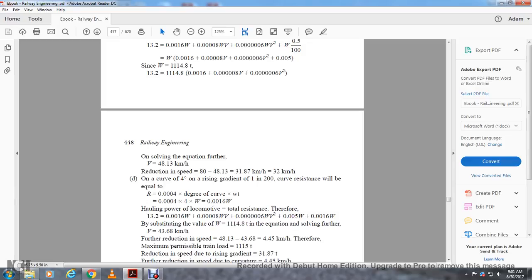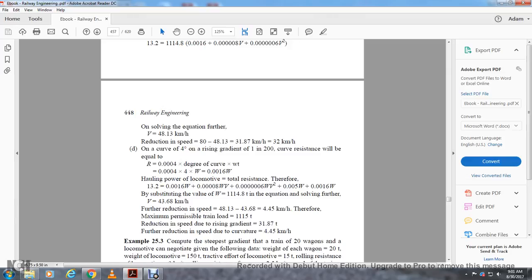The curve resistance is equal to 16/10,000ths of the weight. The hauling power of the locomotive equals the total resistance, therefore 13.2 equals the sum of the resistances with the curve term of 16/10,000ths of the weight. Solving the equation of 1,114.8 further, the velocity is 43.68 kilometers an hour. Further reduction equals 48.13 minus 43.68, which is 4.45 kilometers an hour.